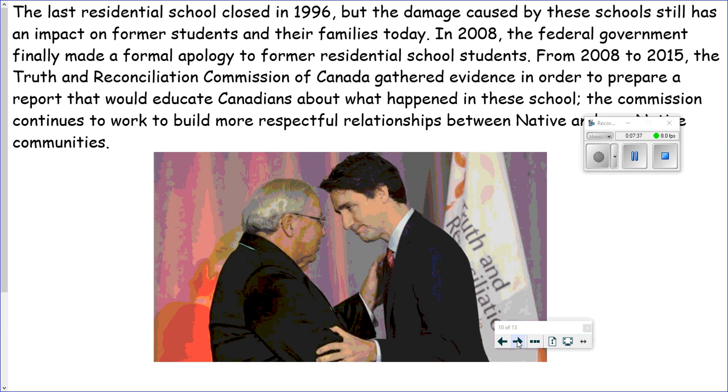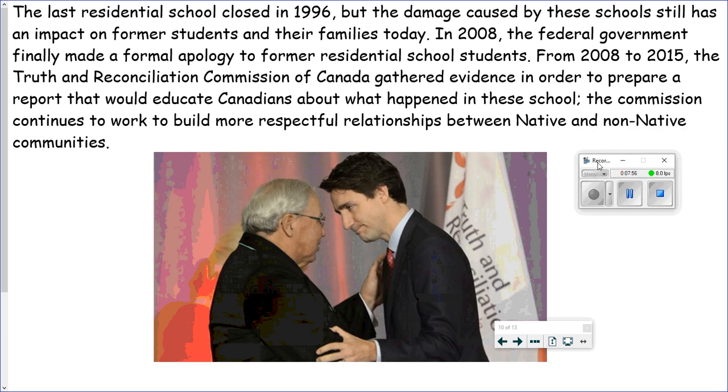The last residential school closed in 1996, but the damage caused by these schools still has an impact on former students and their families today. In 2008, the federal government finally made a formal apology to former residential school students. From 2008 to 2015, the Truth and Reconciliation Commission of Canada gathered evidence in order to prepare a report that would educate Canadians about what happened in these schools. The Commission continues to work to build more respectful relationships between Native and non-Native communities.